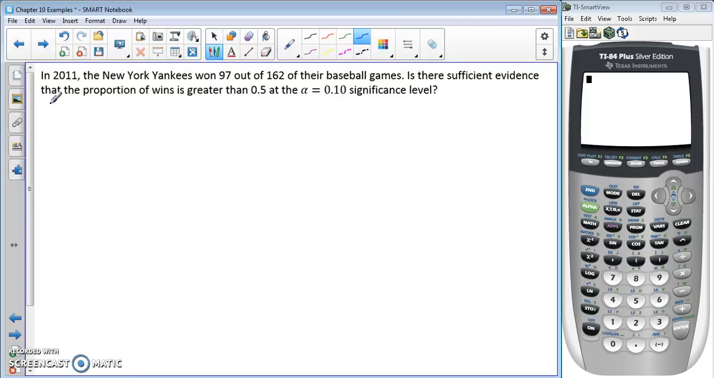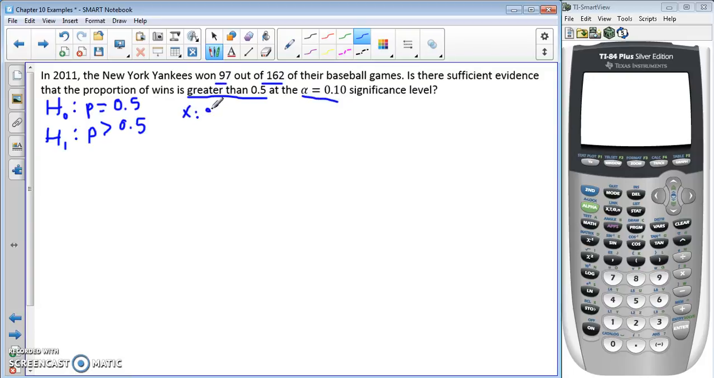So again, the null H sub 0 colon, and then H1 colon. We're talking about a proportion, right? So p, and then it's always equal to for our null, and that is 0.5, and they're talking about greater than 0.5 for our alternative. So I'm going to underline important pieces here.